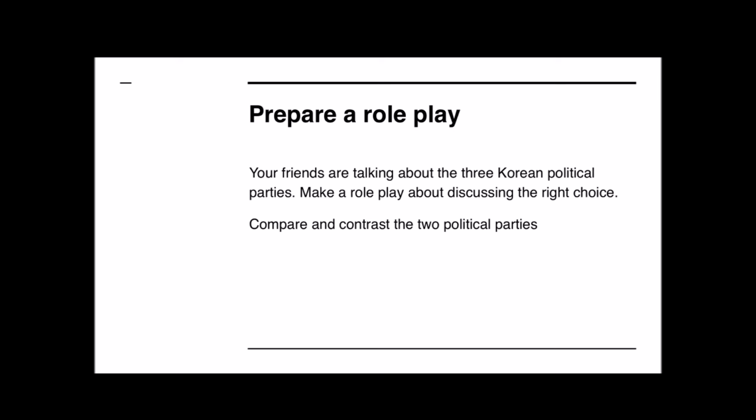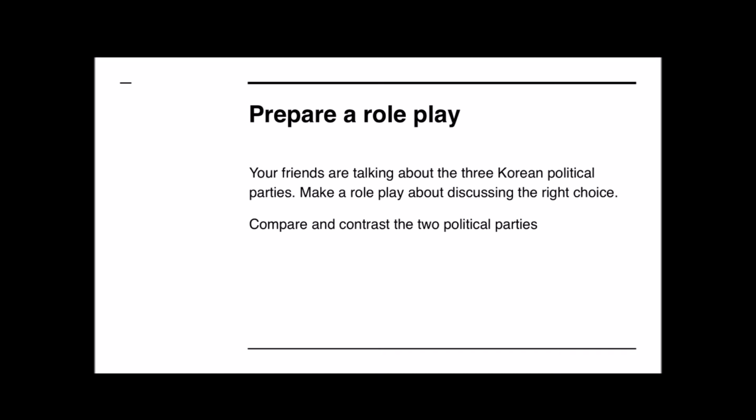So the friends are talking about the 3 Korean political parties. Honestly, I don't know much about Korean politics, but if it's anything like the UK, there's usually 2 very strong political parties and then minor parties. So this for me seems a little bit unreal, because usually young people in the UK do not talk about politics. They're not really interested in that. It seems like mostly it's older people who are interested in politics and talk about it a lot.